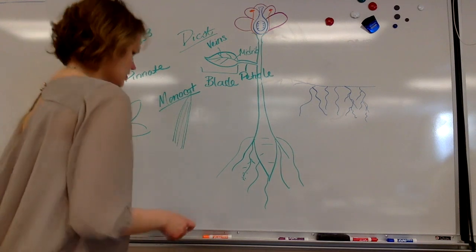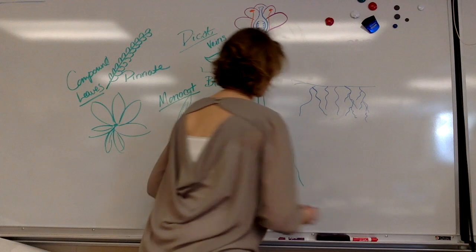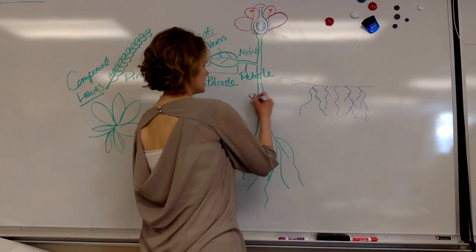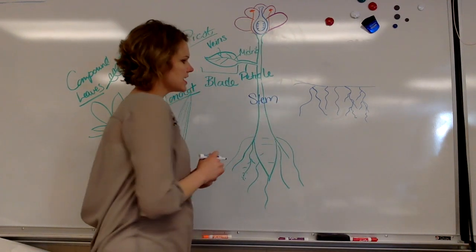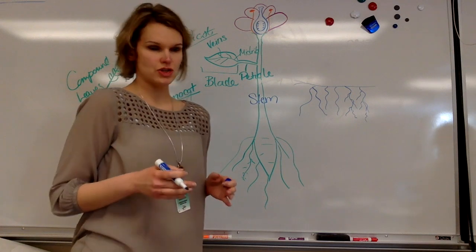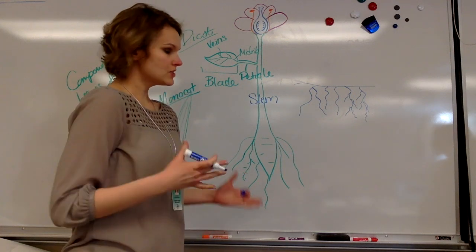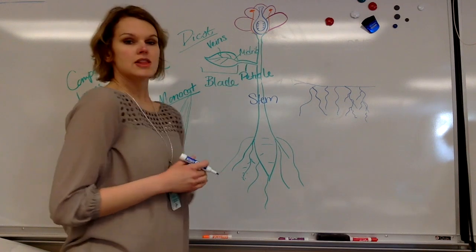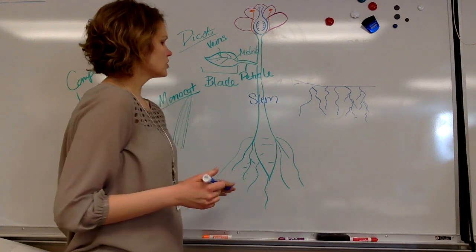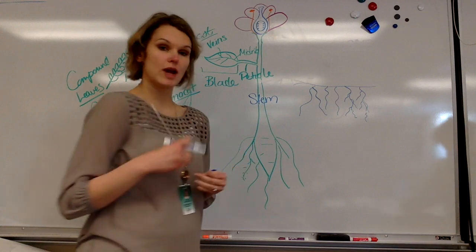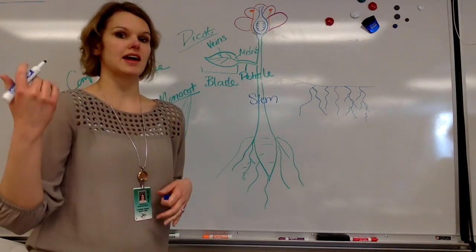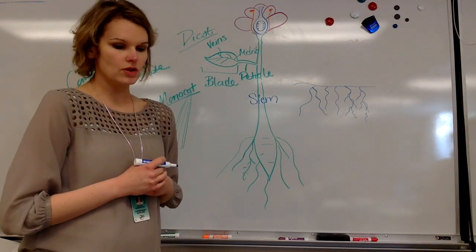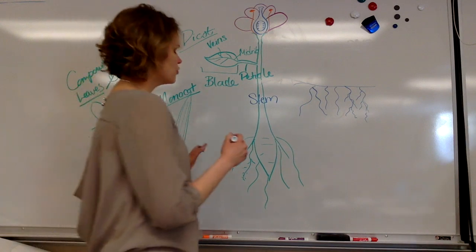The other thing that we should talk about is stems. Here's the stem. Stem is made up of vascular tissue. Now, on the outside, the stem is really important because it is able to support the plant. It is also the main place of transport for nutrients and water, and also for the transport of food.